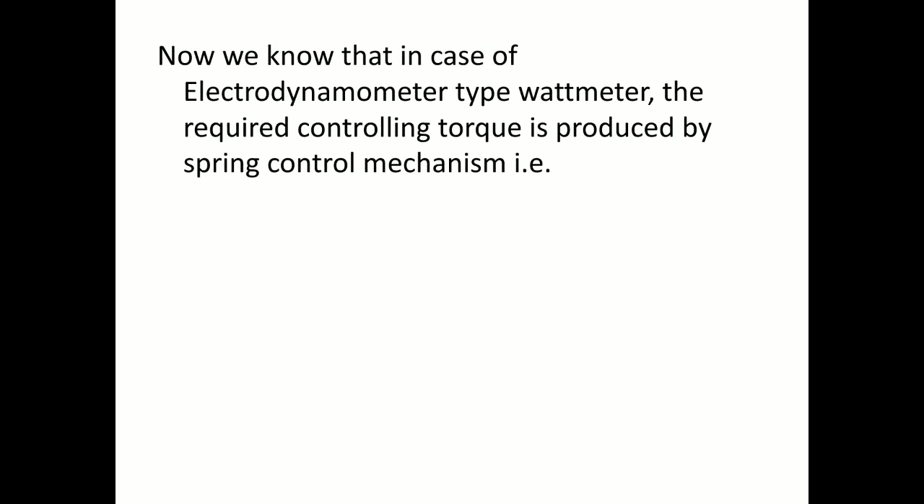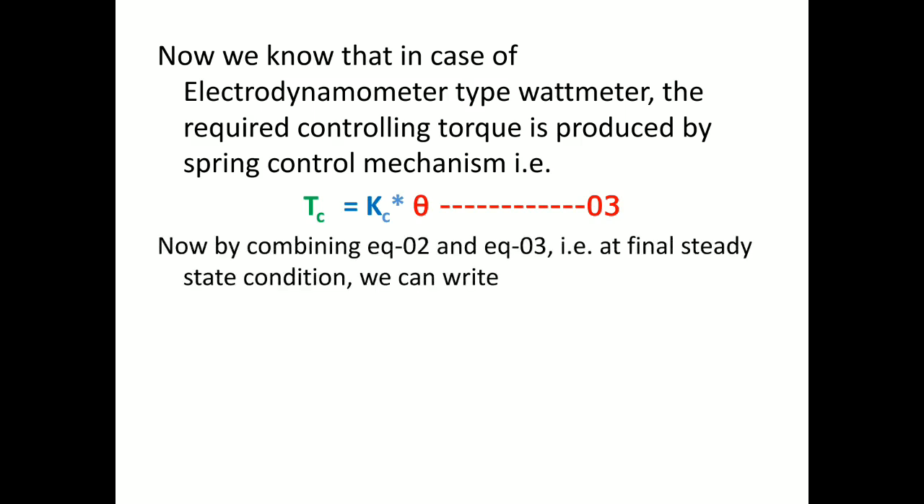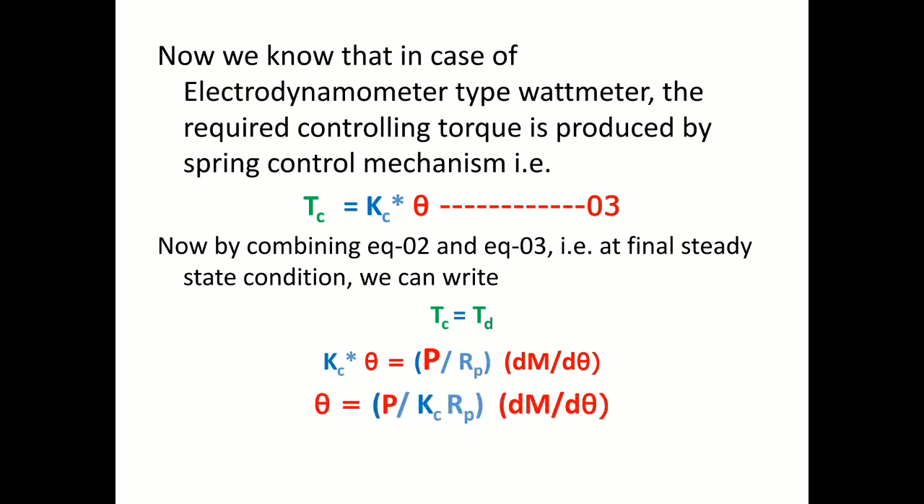Now we know that in an EMMC type instrument, the required controlling torque is produced with the help of a spring. So the expression of controlling torque TC is Kc multiplied by theta. Let that be equation number 3. Now suppose the wattmeter indicates the final value of power, then the magnitude of controlling torque is equal to the corresponding deflection torque. Therefore we can write TC equals TD, and if you put the values of TC and TD in this equation and make some changes, we can write theta equals P divided by Kc into Rp multiplied by dM by d theta.